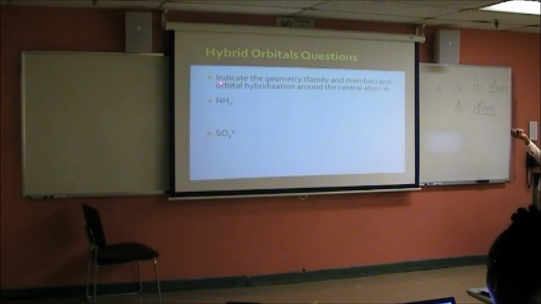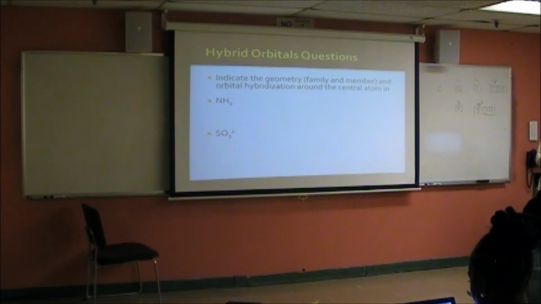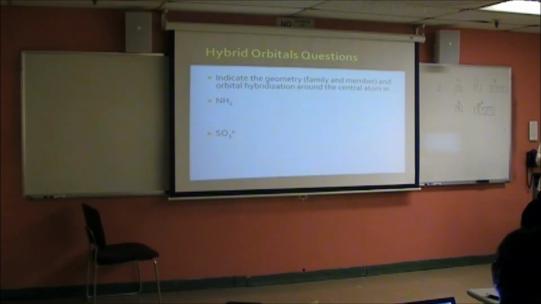Alright, so here we go. Indicate the geometry, meaning the family and the member, and the orbital hybridization of the following that's around the central atom. So what's the first thing we do? Trying to figure out the family and the member. Lewis structure. So draw the Lewis structure.